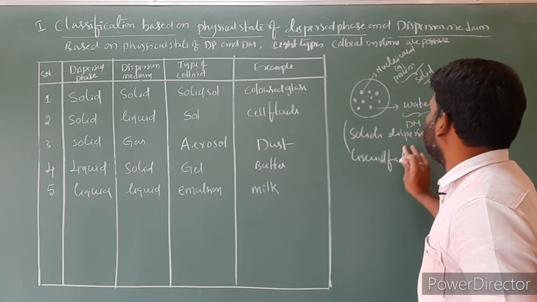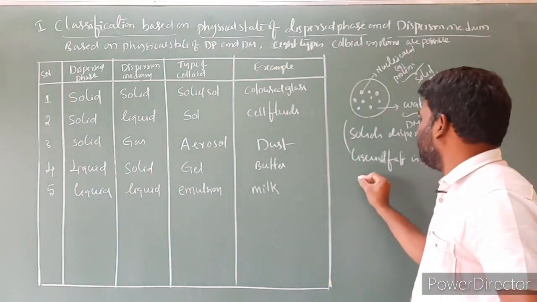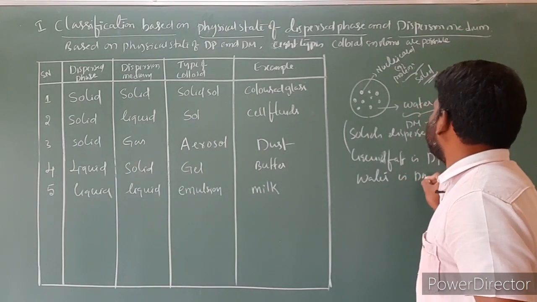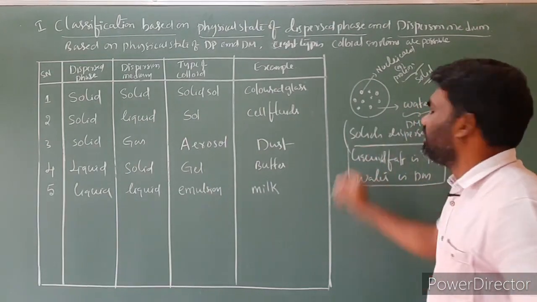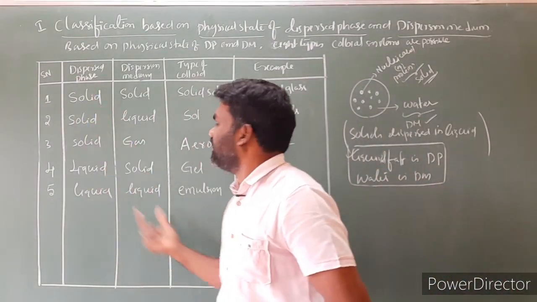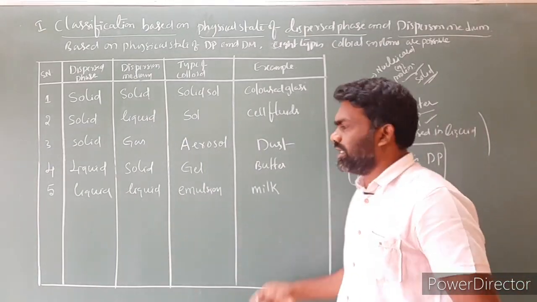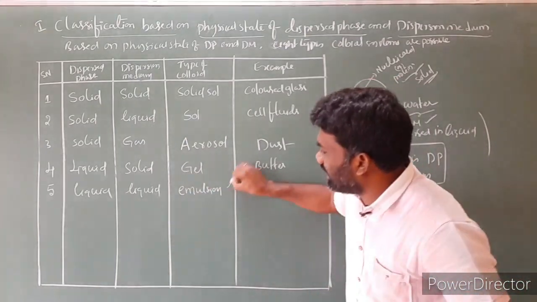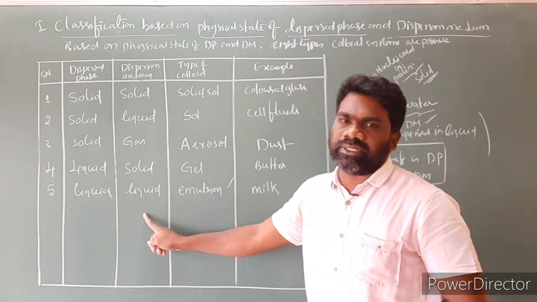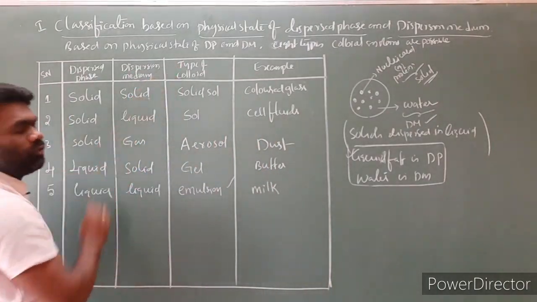Liquid fat is a dispersed phase in milk, and water is a dispersion medium. In milk, the liquid fat is the dispersed phase, and the water present in the milk acts as the dispersion medium. So these are called emulsions. Emulsions are nothing but liquid in liquid type of colloids.